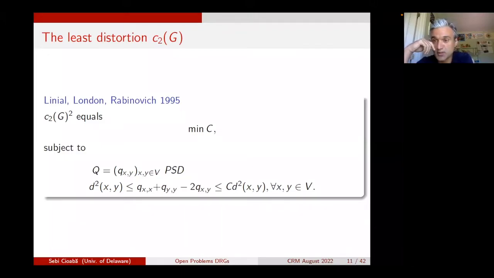I'll use a different constant here, subject to the constraint that there is some positive semi-definite matrix Q with these constraints that we saw on the previous page, that this expression in the middle is bounded from below and from above by something involving the square of the distance in the graph between x and y.